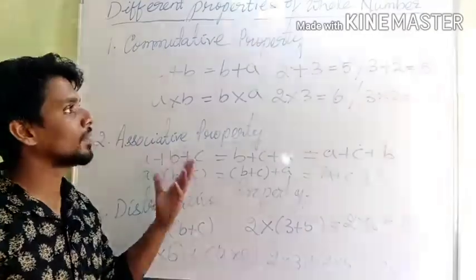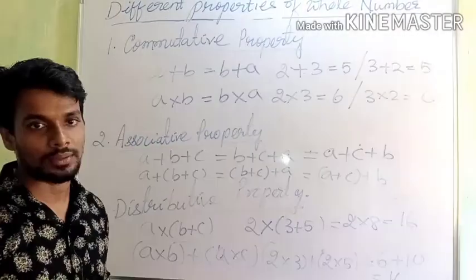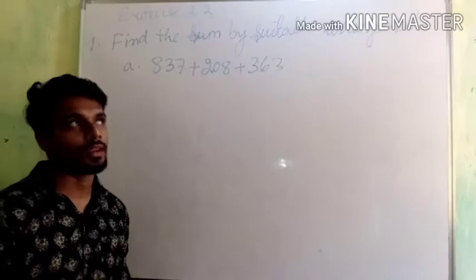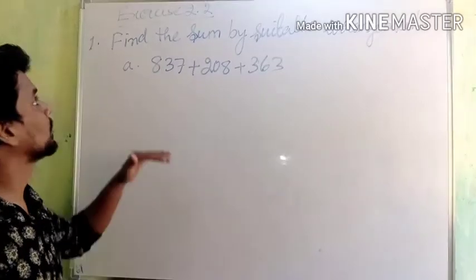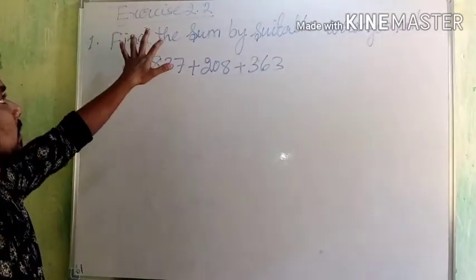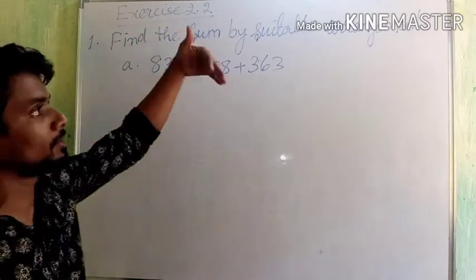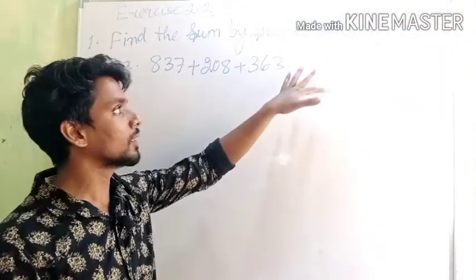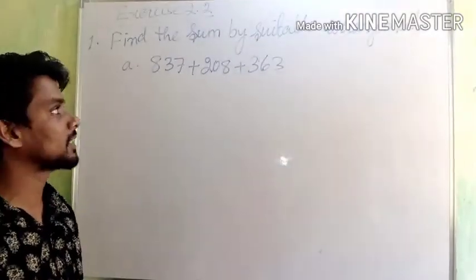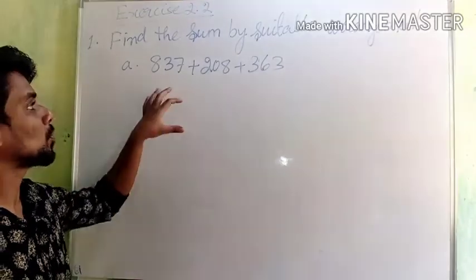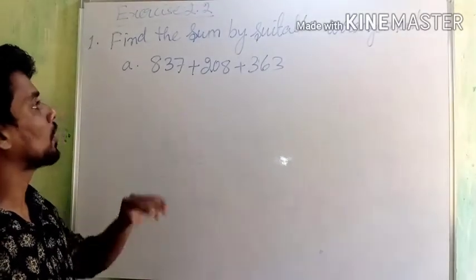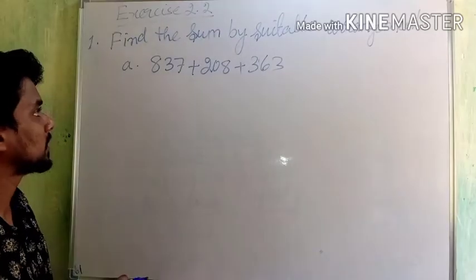Now I'll give you a few examples to solve. I'll start with exercise 2.2. The first question is: find the sum by suitable arrangement. Of all the three properties we have discussed, we have to see which property will be easy to apply here. So let us see.